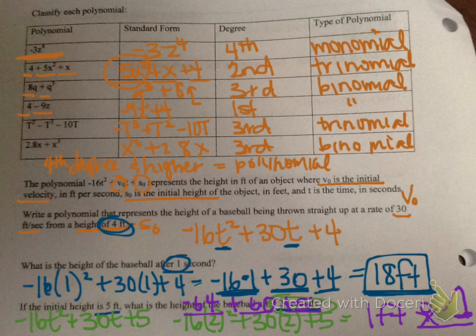Alright, so you guys have 4 polynomials to identify. You need to write what degree and classify the polynomial, mono, bi, tri, or poly, and then try that last one, try filling in the initial velocity and the height to find what happens to the ball that you drop off of a skyscraper.